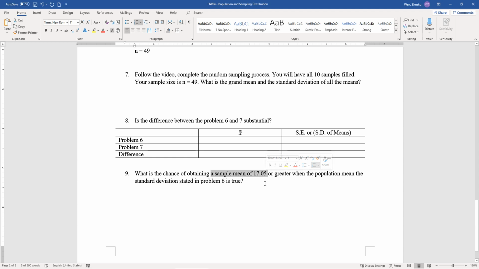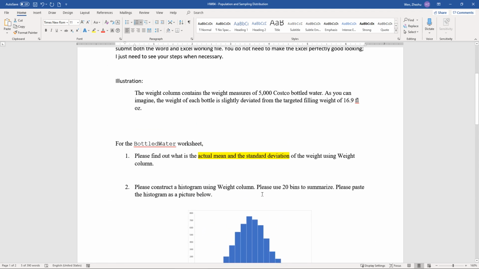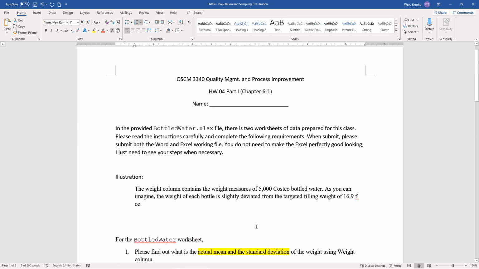It's not asking you to find the chance of obtaining a unit which is 17.05 or greater. It's asking about the sample mean of 17.05. Therefore you should rely on the sampling distribution instead of the population distribution. That's about it. This is a really rich set of questions that can help you evaluate every aspect of the things we have learned during this week.